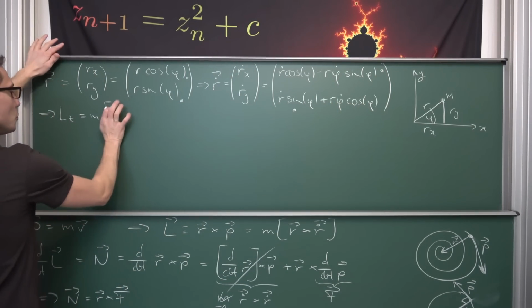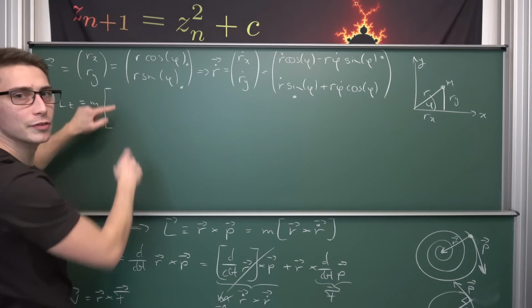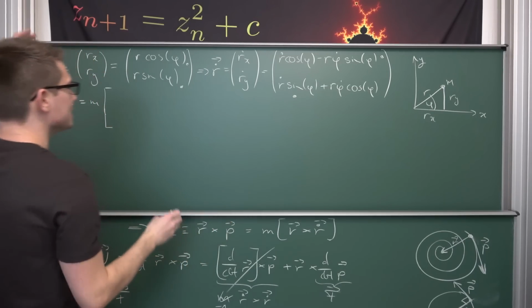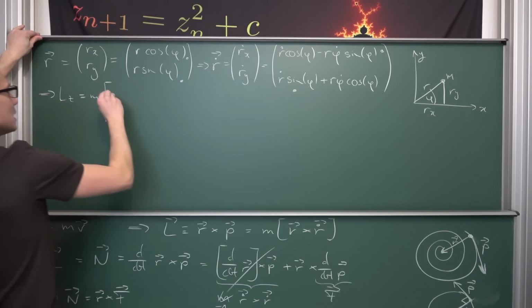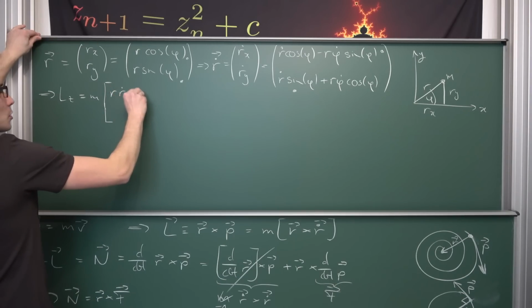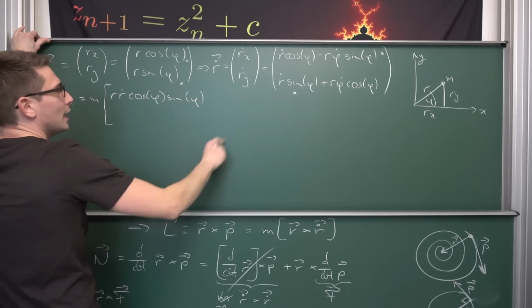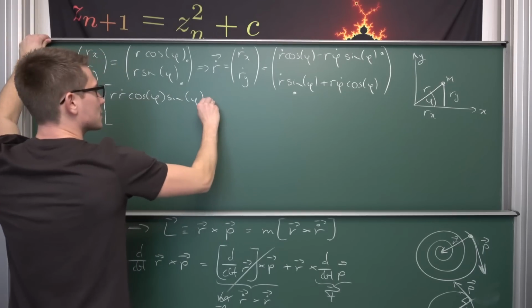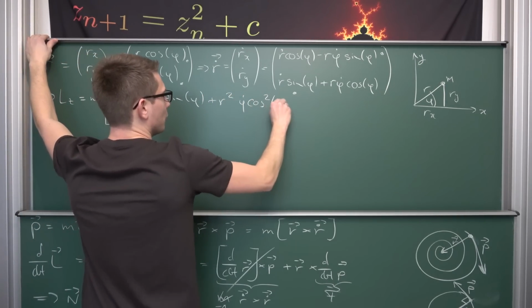So I'm going to make this bracket a bit bigger and write everything underneath each other because it's a bit easier to see. So we are going to get, okay, this is going to result in r dot cosine of phi times the sine of phi. And the second part is, okay, this is going to be r squared phi dot cosine squared of phi.